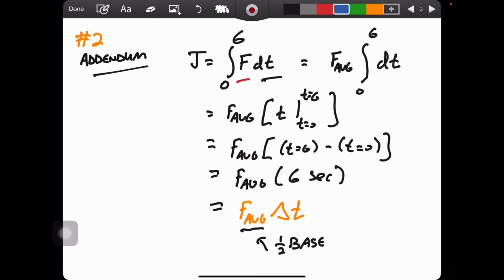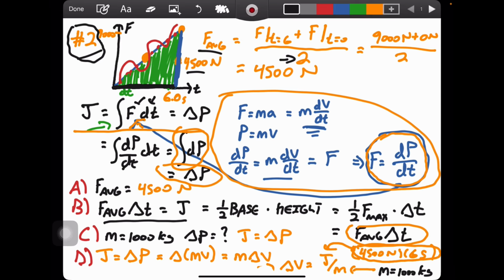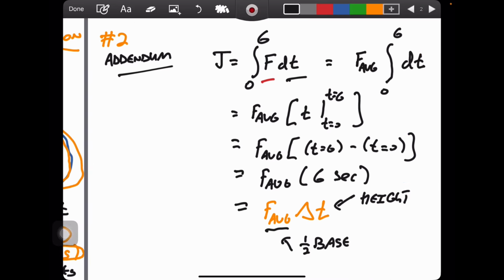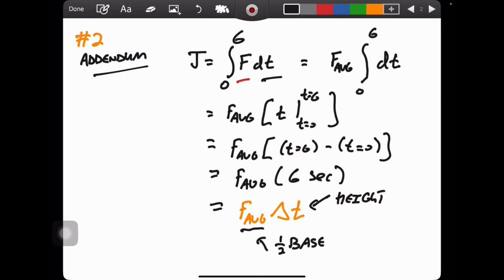And you can think of this delta t term right here as the height, where in black right here, that would be the height from t equals 0 to t equals 6. So this is how symbolically you can also think of the impulse in this problem as equal to the average force multiplied by the time duration, which in this case is 4,500 newtons multiplied by 6 seconds. So that's an addendum to problem number 2 from problem set number 5.